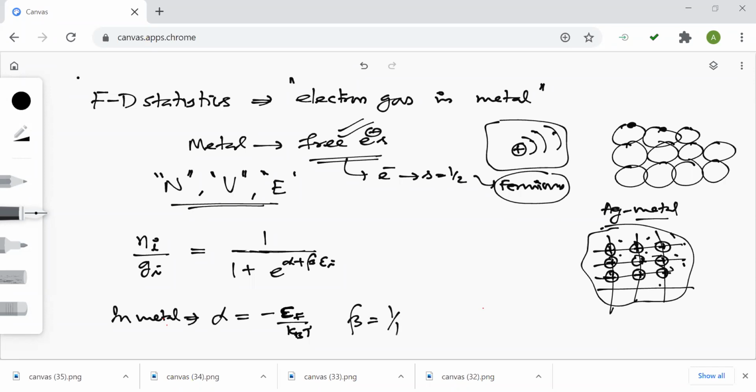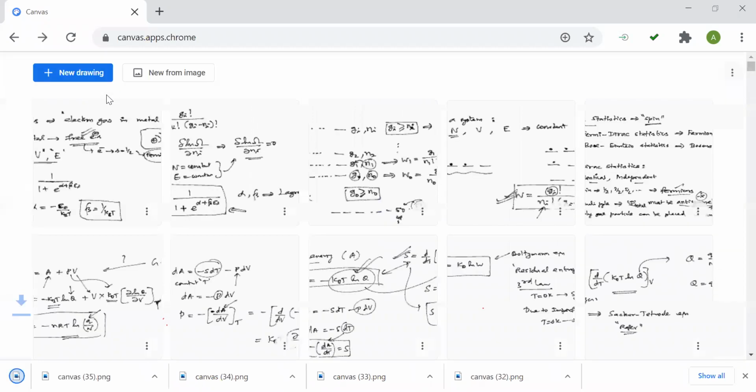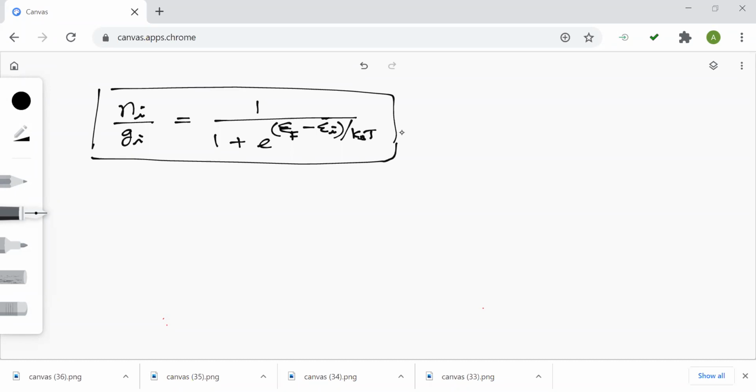And beta, we know very well, beta value is always 1 by kBT. So by substituting these, you will get an expression like this. I'll write the expression on the next page. We get the expression Ni by Gi equal to 1 over 1 plus e power (Ei minus EF) by kBT, where I have taken kBT as constant. So this is the expression for electron gas in metals.